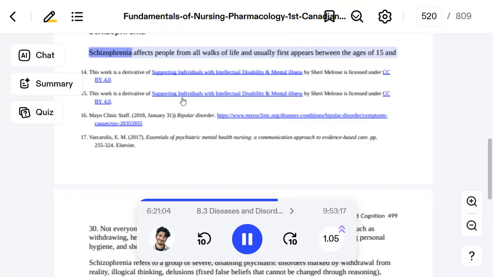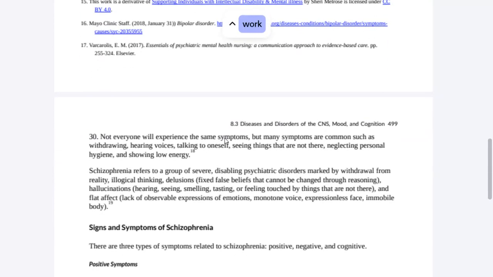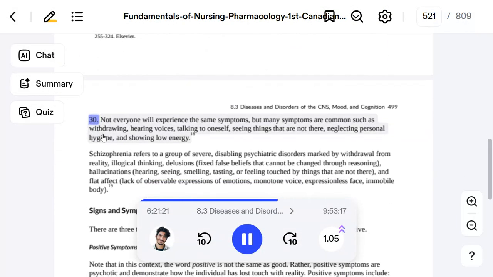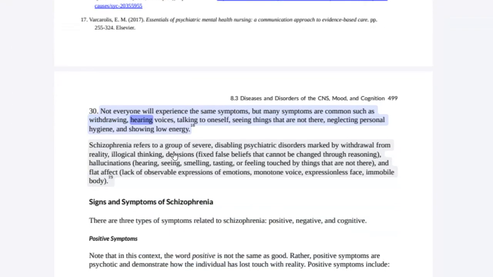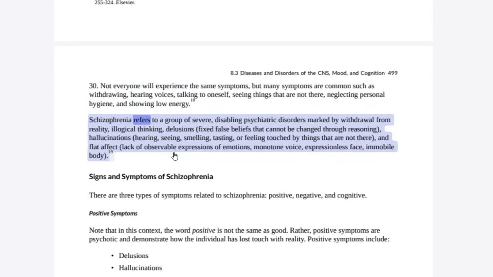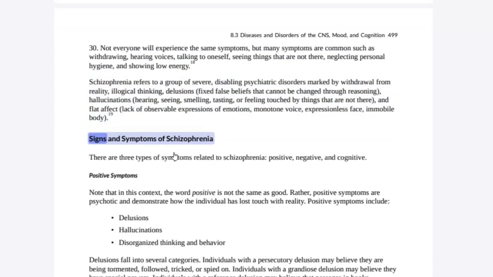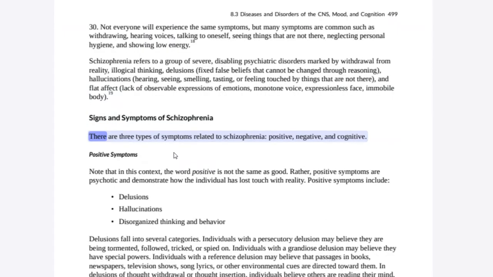Schizophrenia. Schizophrenia affects people from all walks of life and usually first appears between the ages of 15 and 24. Not everyone will experience the same symptoms, but many symptoms are common, such as withdrawing, hearing voices, talking to oneself, seeing things that are not there, neglecting personal hygiene, and showing low energy. Schizophrenia refers to a group of severe disabling psychiatric disorders marked by withdrawal from reality, illogical thinking, delusions, hallucinations, and flat affect. Signs and symptoms of schizophrenia.